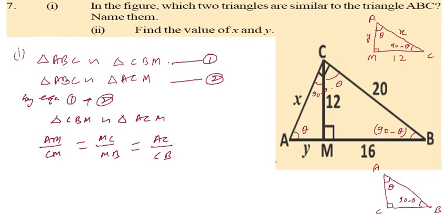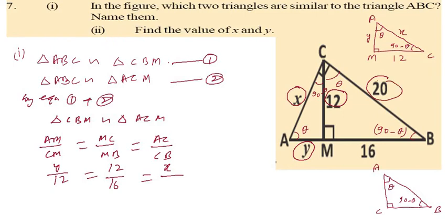Now put the value of AM. Where is the AM? You can see here it is Y, so you can write here Y. And CM, where is CM? CM is 12, you can see here, so write 12. Here is MC, MC is also 12. And MB, where is MB? MB is 16, so write 16. AC, where is it? You can see here it is X, so write X. And CB, where is CB? CB is 20, so write 20. Now taking the first two, we can say it is the first two.